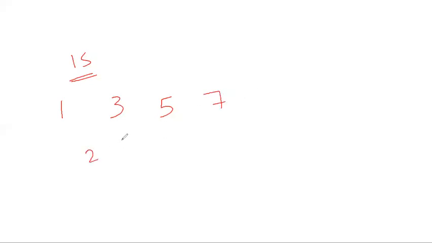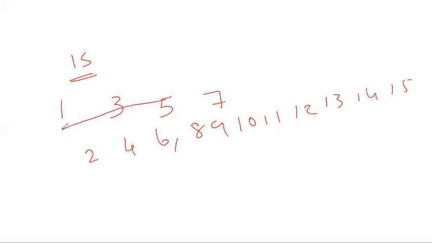So ECU 2, 4, 6, then 8, 9, 10, 11, 12, 13, 14, 15 are the general nodes, and the others are the synchronization nodes.